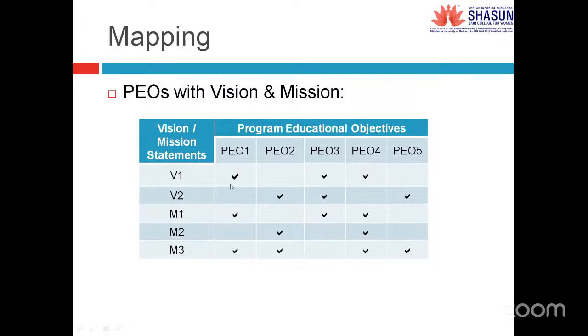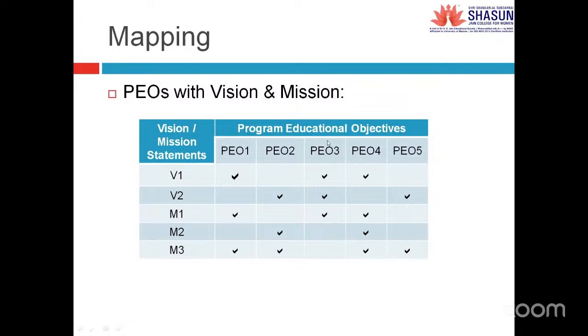I'll be mapping the program educational objectives which are contributing to vision statement one. In this example, my vision statement one is contributed by PEO1, PEO3, and PEO4. That is how I have mapped my program educational objectives. Look at that, here in this mapping we are not taking any outcomes. This is the first level of mapping which has to be done if you're following OBE. This is not about any outcomes.